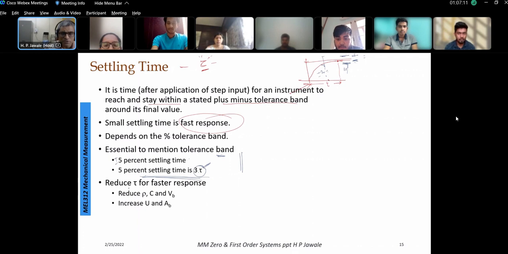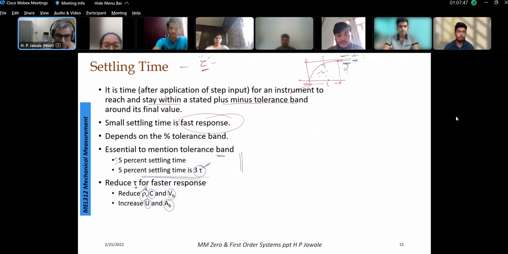Now let us discuss how to reduce tau, which is desired for a faster response. In the case of a thermometer, what are the issues? We have to reduce the value of rho. You can see from the equation that as the density goes on reducing, your time constant goes on reducing and the response will be quick. We can also achieve this by lowering the value of C and the bulb volume. Also, this can be achieved by increasing the overall heat transfer coefficient and the area of the bulb.